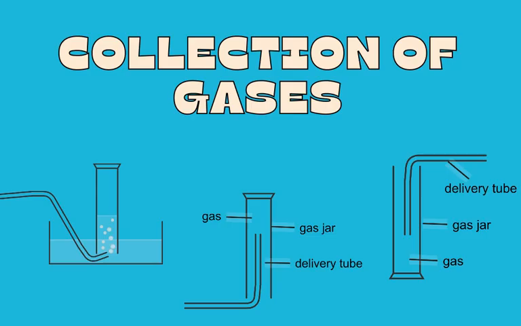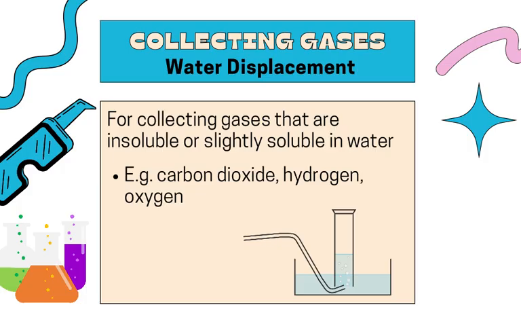So these are the three gas collection methods. We have the water displacement, the upward delivery, and the downward delivery. The first method that we are going to look at is called the water displacement method. The gas that is being collected passes through water. Therefore, this gas must be insoluble or slightly soluble in water. If it's soluble in water, you will not be able to collect anything. What are the three gases? We have carbon dioxide, hydrogen, and oxygen.